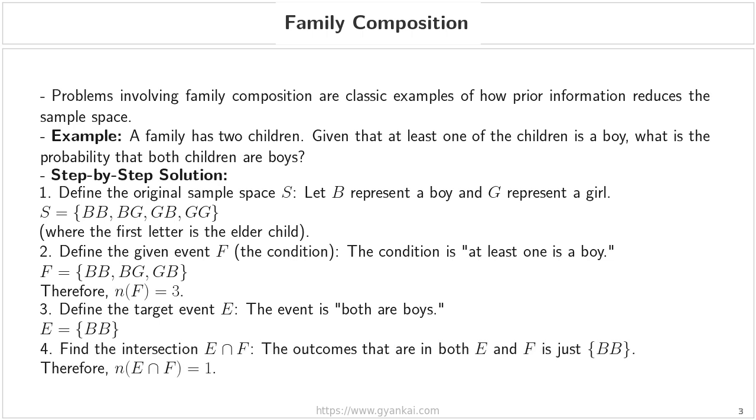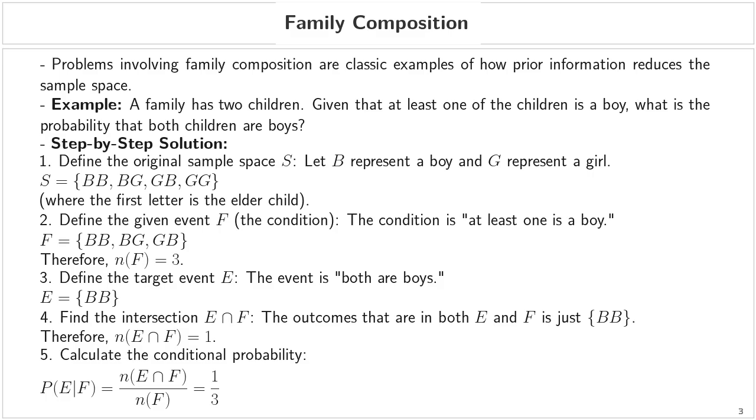Fourth, we must find the intersection of E and F. Written as E intersection F, we are looking for outcomes that are in both our target event and our condition. Looking at our sets, the only outcome present in both is BB. Therefore, the number of outcomes in the intersection, or N of E intersection F, is 1.